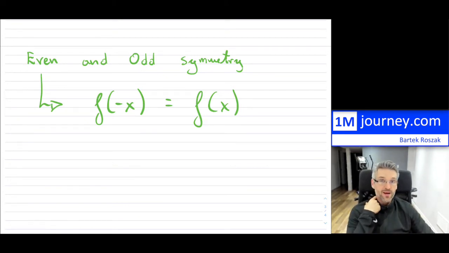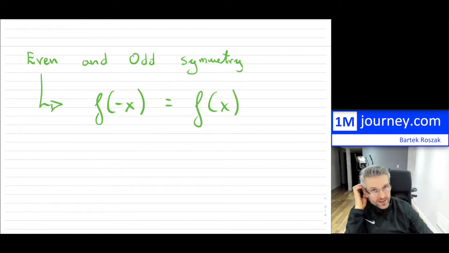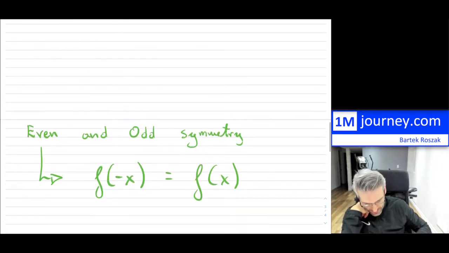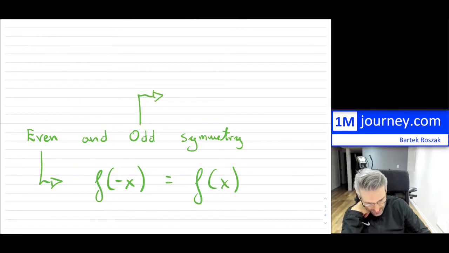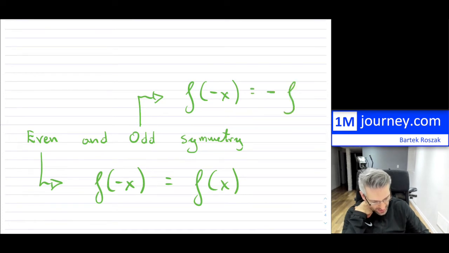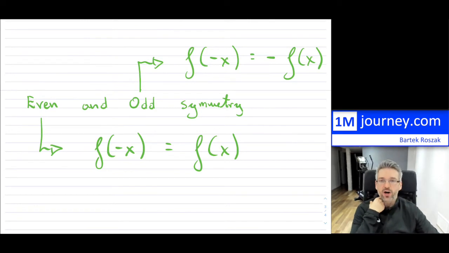If you don't remember even and odd functions, that symmetry, I'll put a link up above. That was, I believe, in grade 11 at some point. So those even and odd functions are useful to know. And then the odd functions: if you put in negative x, then what you would get is negative f of x. And that's what made it odd.